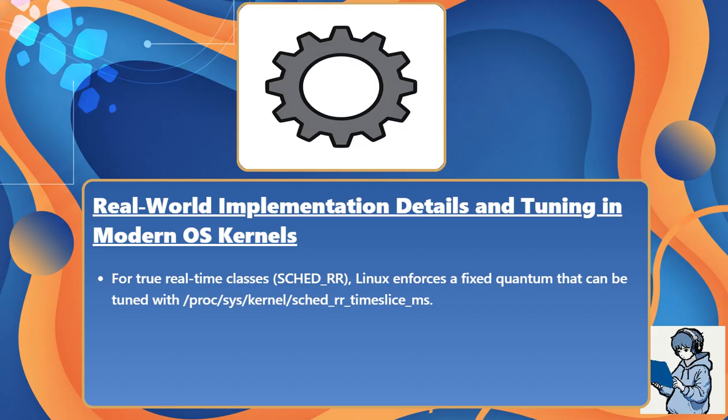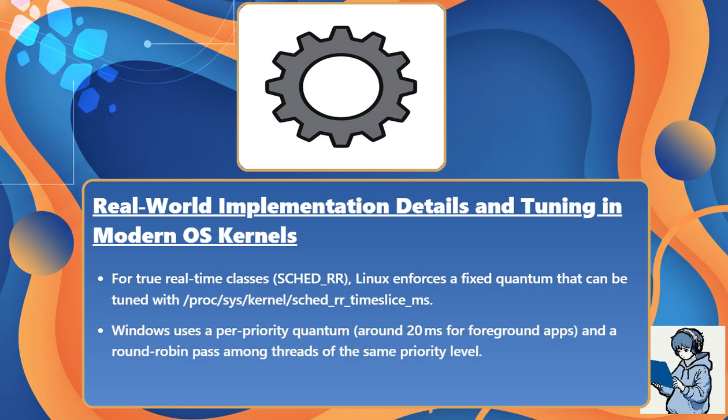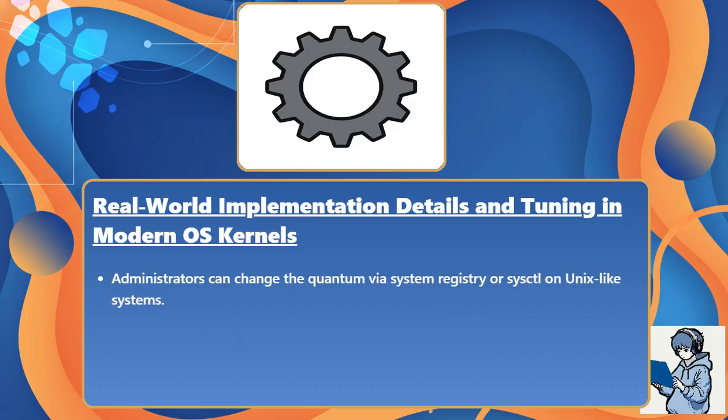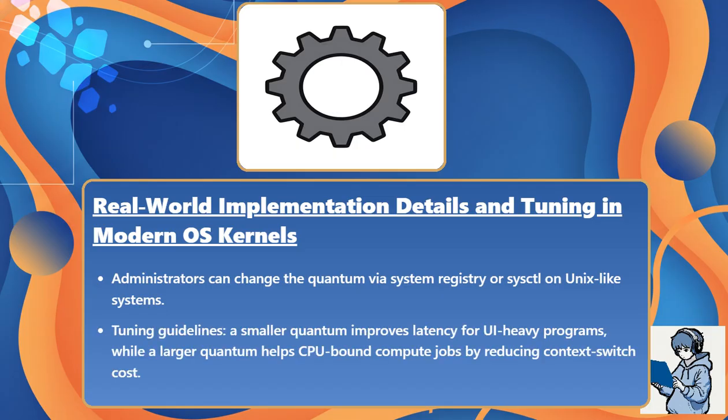For true real-time classes, SCHED_RR, Linux enforces a fixed quantum that can be tuned with /proc/sys/kernel/sched_rr_timeslice_ms. Windows uses a per-priority quantum, around 20 milliseconds for foreground apps, and a round-robin pass among threads of the same priority level. Administrators can change the quantum via the system registry or sysctl on Unix-like systems.